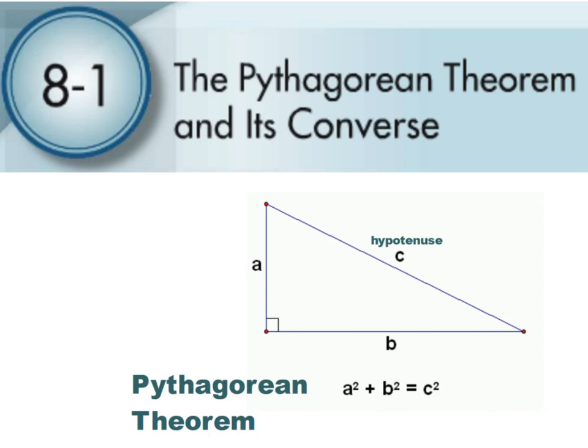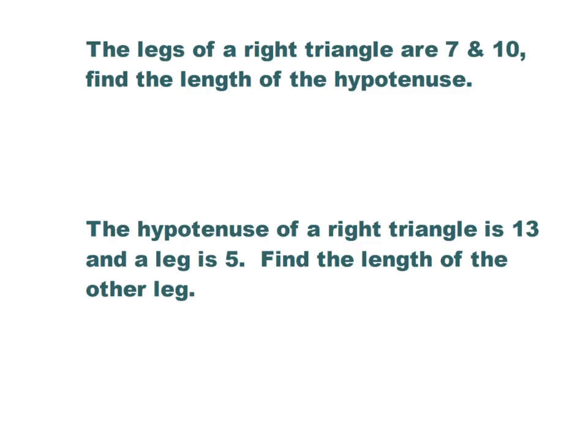And this rule, a squared plus b squared equals c squared, is the Pythagorean theorem. A and b are your two legs, and c is your hypotenuse, that longest side that's across from the right angle. So what this is saying is if I take this leg and square that length, plus this leg squared, it will equal the hypotenuse squared. All right, so let's see if we can use that to find some missing lengths.